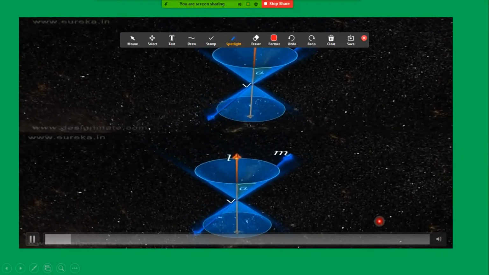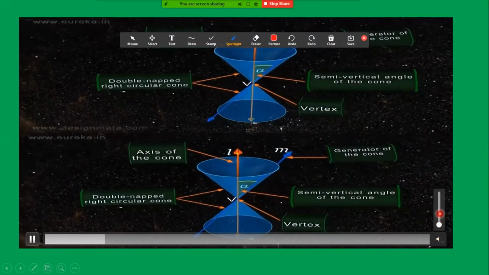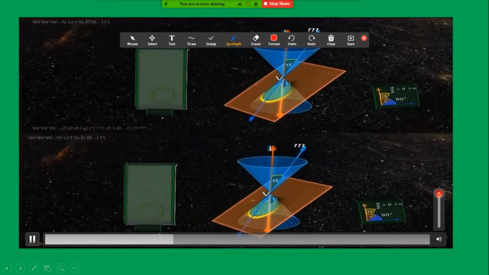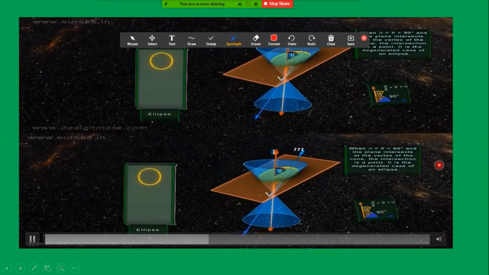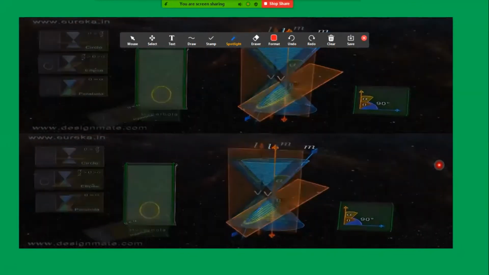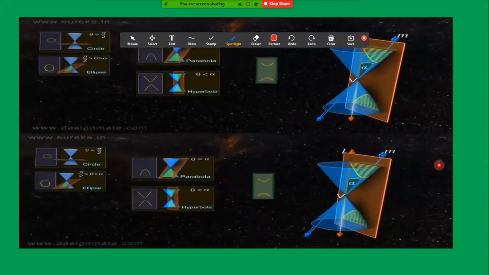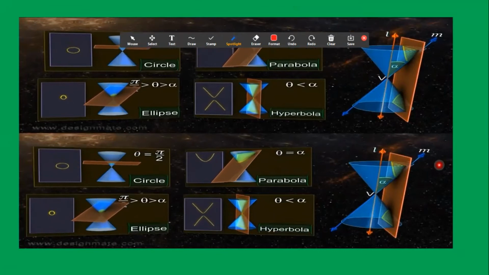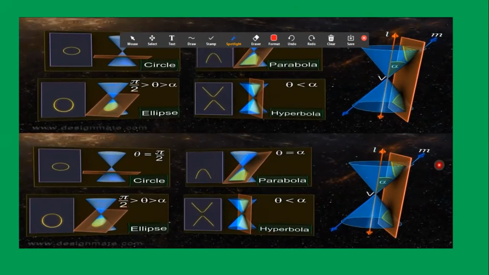In this session, we've understood the concept of a double napped cone formed by the intersection of a plane with a double napped cone. To summarize, the curves formed are the circle, the ellipse, the parabola, and the hyperbola.